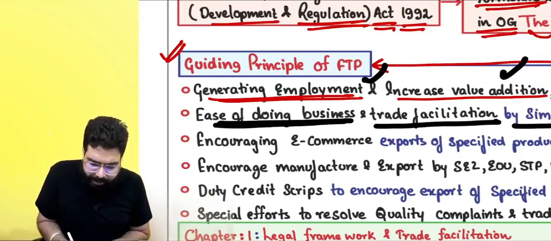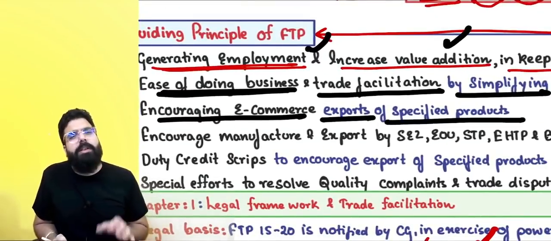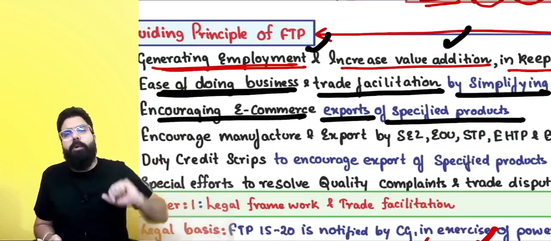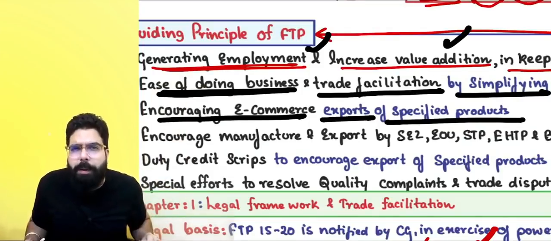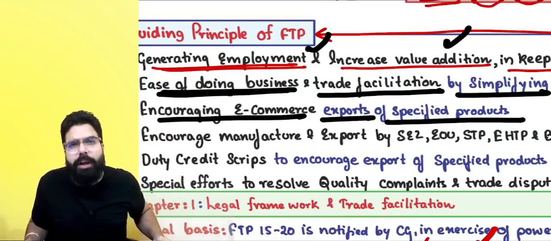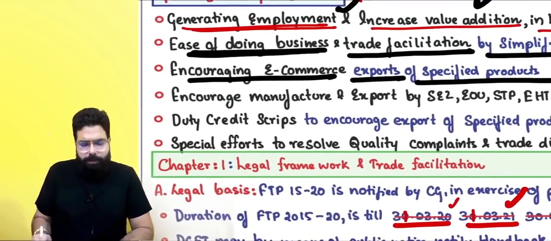Next, encouraging e-commerce export of specified product. They want to encourage e-commerce also. Export through e-commerce should happen. They might help people: you build your online portal which is going to export, make it, we will support you. So they will provide you encouragement over there.